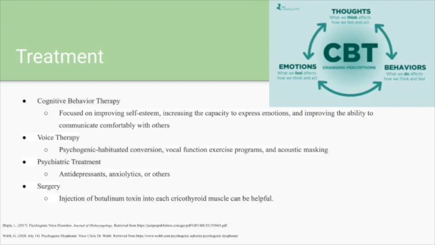And in more severe cases, there may be psychiatric treatment or surgery. And psychiatric treatment is drug therapy where clients may take antidepressants or other drugs to lessen their psychological symptoms. But when none of that helps, surgery is necessary, so botulinum toxin is injected into the cricothyroid muscle.